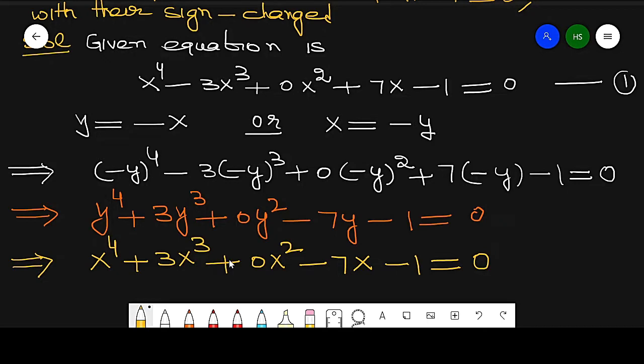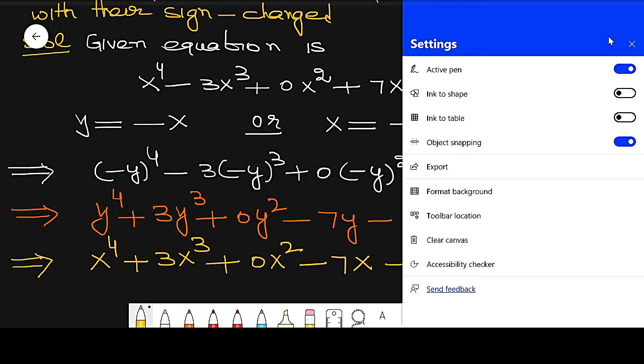So in this way we can find the transformed equation whose roots are negative of the roots of the given equation. This is my first method. Now the next is a very important type.